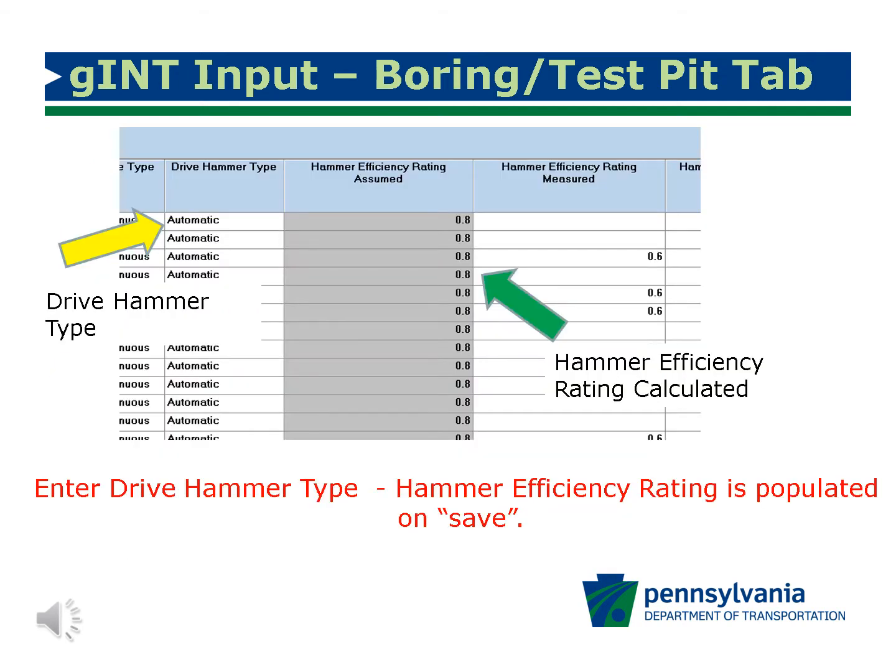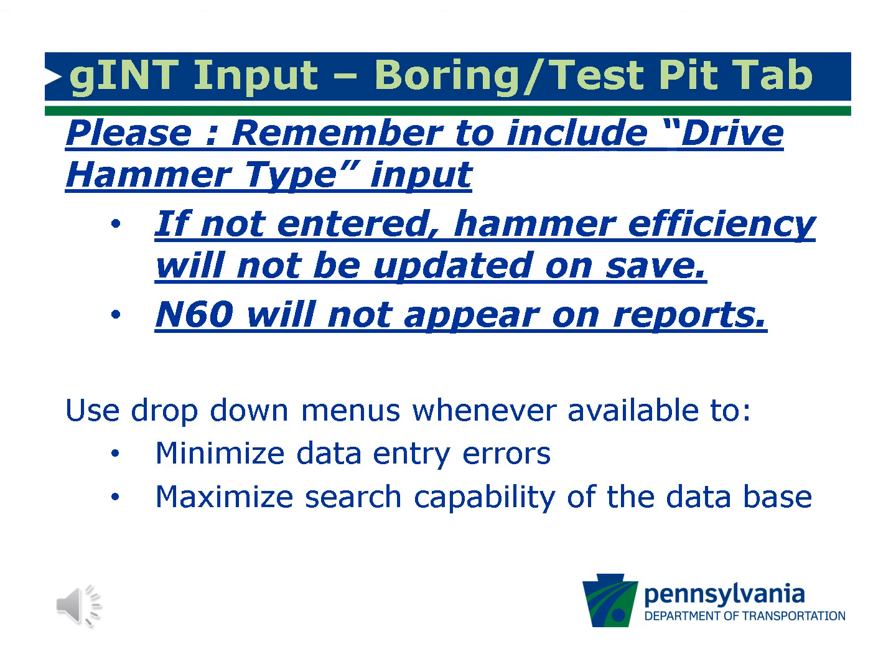On the Boring Test Pit tab, please be sure to enter the drive hammer type, that is, automatic, donut, or safety. If the drive hammer type is not entered, the hammer efficiency will not be calculated, and the N60 will not appear on the reports. As a reminder, use the drop-down menus when available to minimize data entry errors.